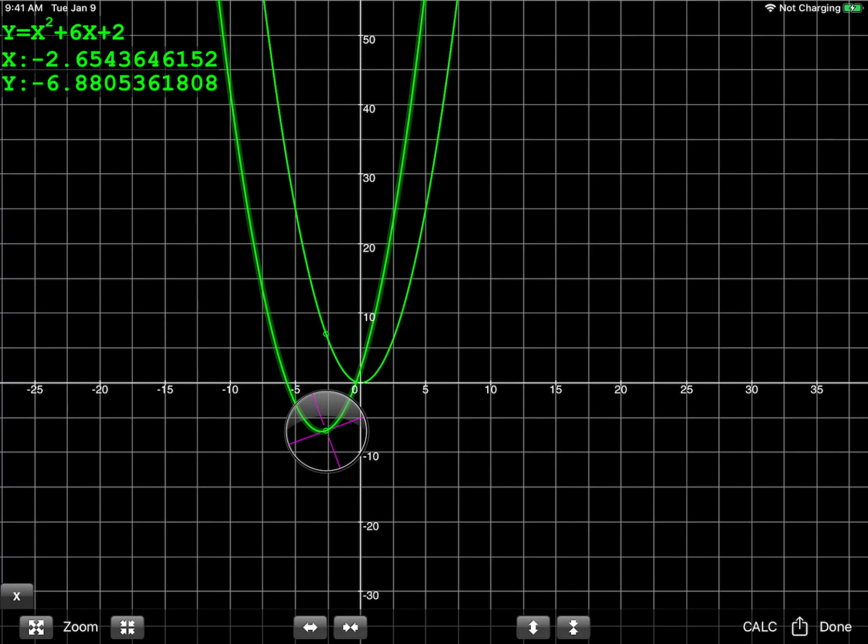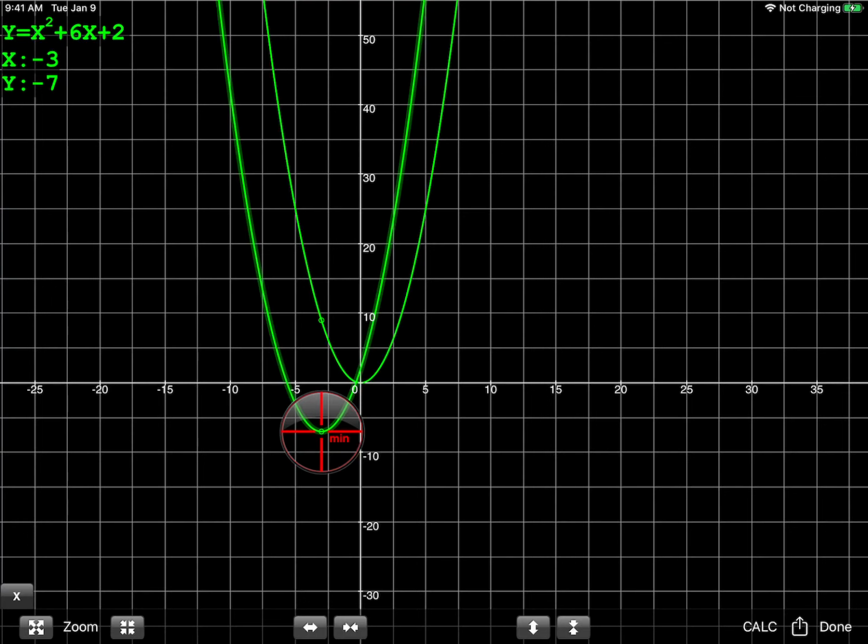You can see that the parent graph was at 0, 0, and then it's been shifted to the left 3 and down 7. And this is that little calculator app that some of you may have loaded. If not, you can always look at this on Desmos as well, and you can see the vertex point.